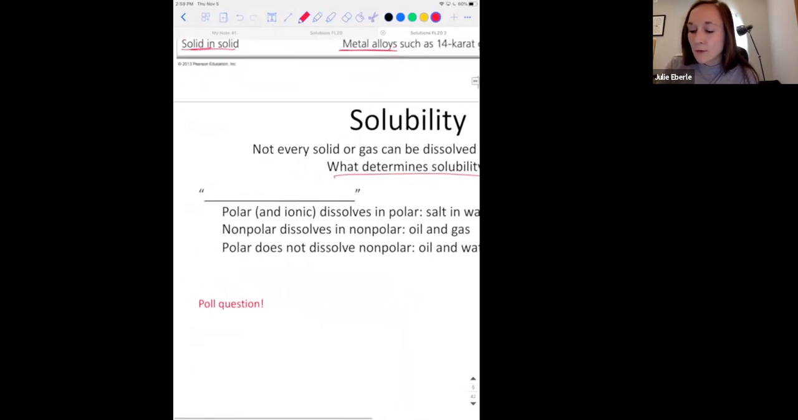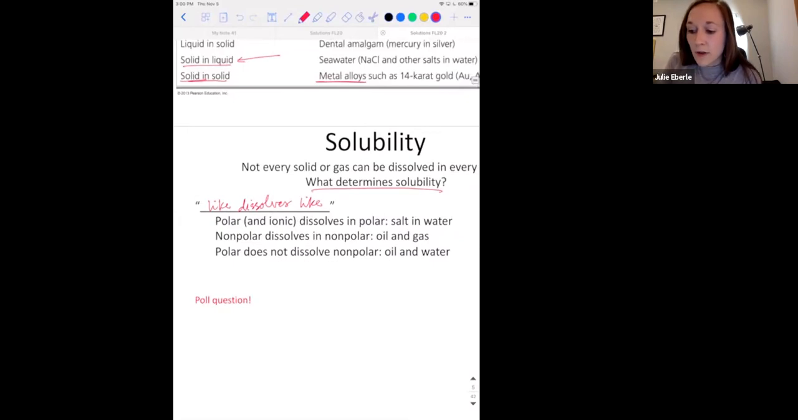To help us know this, we have a phrase: like dissolves like. This is a catchy little phrase. If you memorize it, it will help you because we're going to walk through some good exam-style questions that you could expect on exam 4. Like dissolves like. What that means is if you have a polar or ionic solute, because ionic is so polar that it's just a permanent separation of charge, it will dissolve in a polar solvent. Polar dissolves in polar.